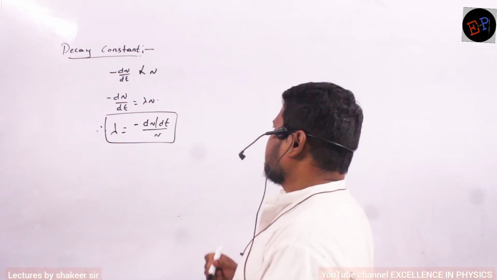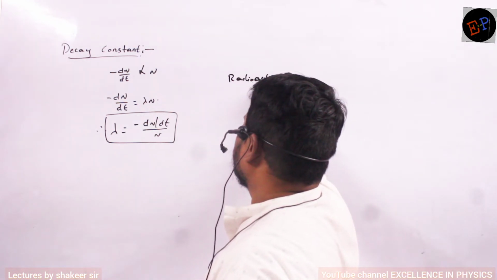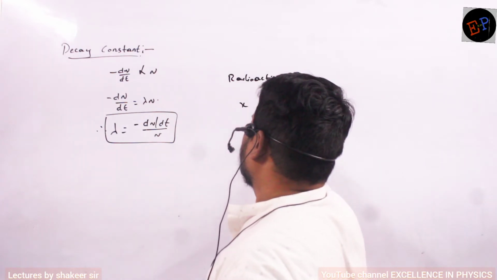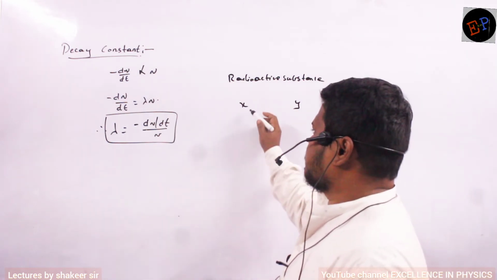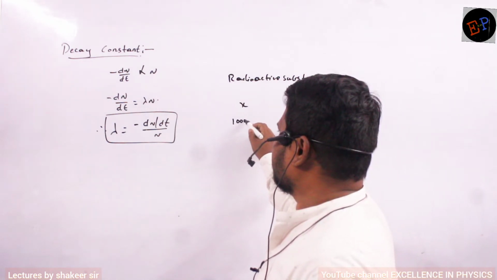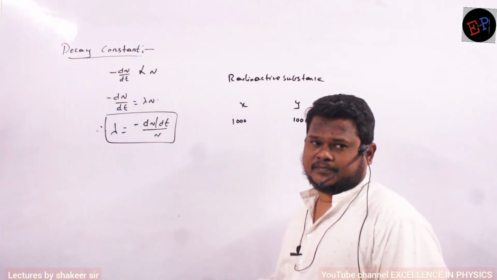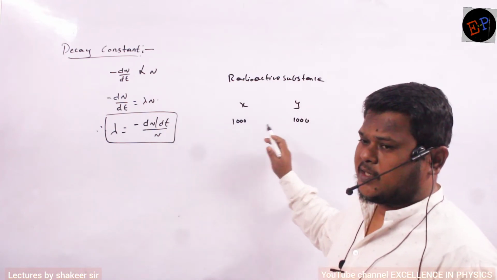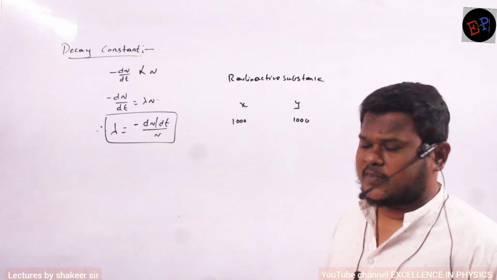For example, you take radioactive substances X and Y. Two radioactive substances I am taking. Here I have initially 1000 atoms, here also I have 1000 atoms ready for disintegration. So X has 1000 atoms, Y also 1000 atoms. You can say this is uranium, this is thorium, anything.